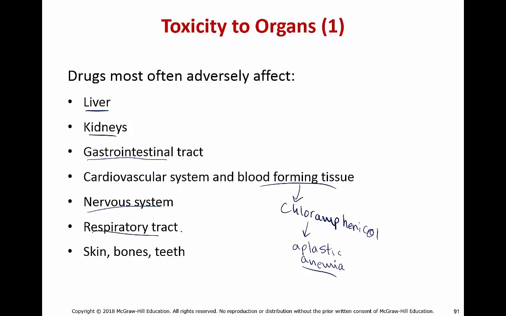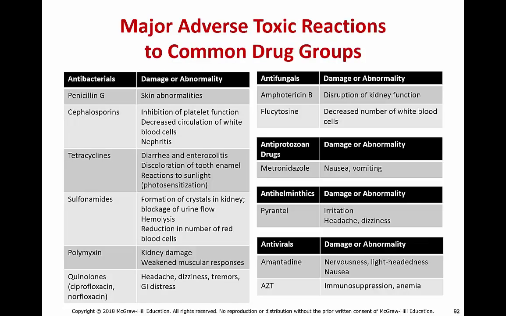Respiratory tract is sometimes affected, skin, teeth, and bones. This is like what we saw with the tetracycline and how it causes striping in the teeth, and I think we have some pictures of that. So this is a list of some of the major toxicity issues with the different kinds of drugs, and I'm not going to have you memorize this, but it is something you'll probably do in pharmacology. So things to be looking out for.